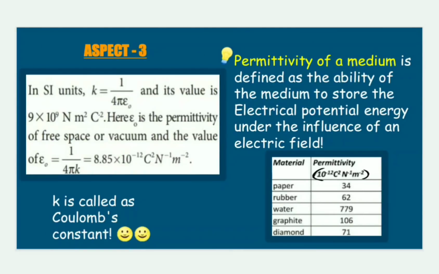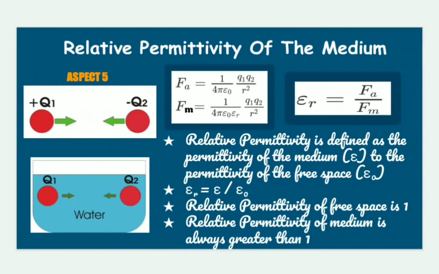I wanted to recall that too. Okay, so now relative permittivity of the medium is always greater than 1, and relative permittivity has one more name too, dielectric constant. So relative permittivity is otherwise called dielectric constant, and that's all about the fifth aspect.